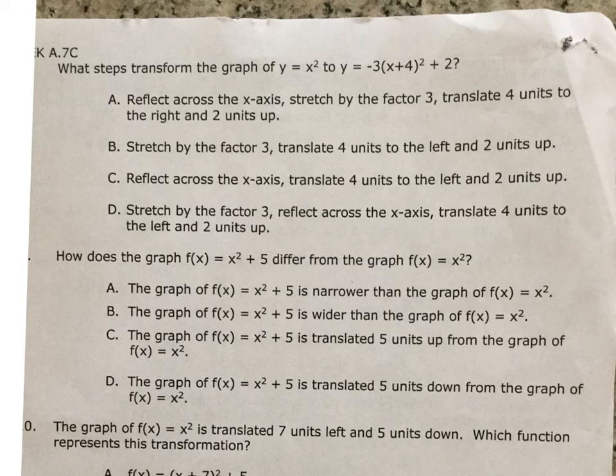So the first thing that I see is there's a negative sign here. That means we reflected. That's on the outside of the parentheses, so it affects the output. So that means I'm changing the y values, like from positive to negative or from negative to positive. So that's going to reflect it over the x-axis. So reflect over the x.